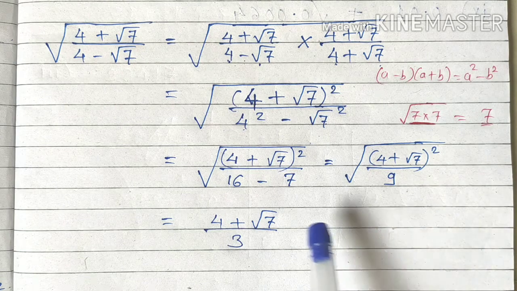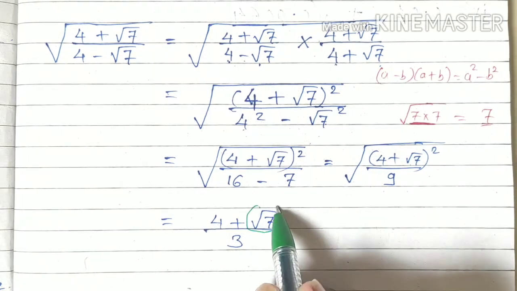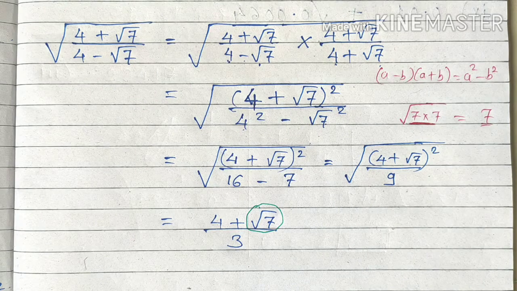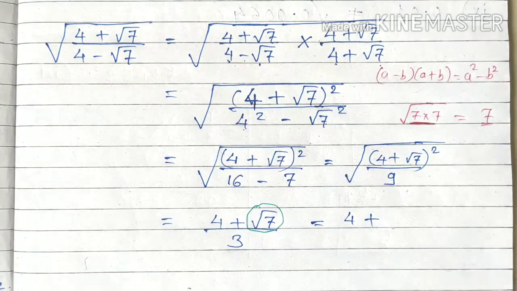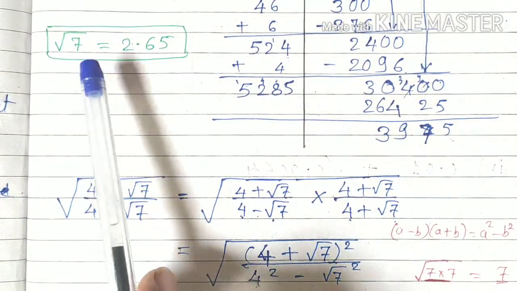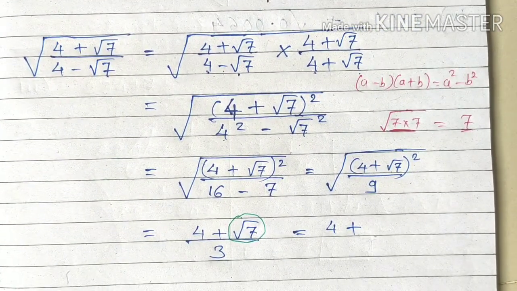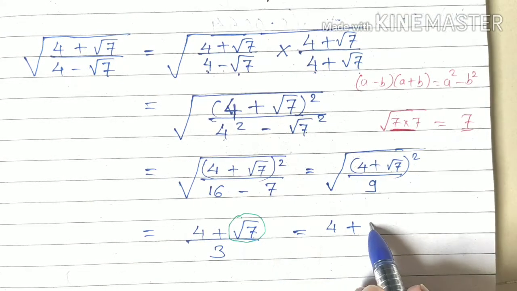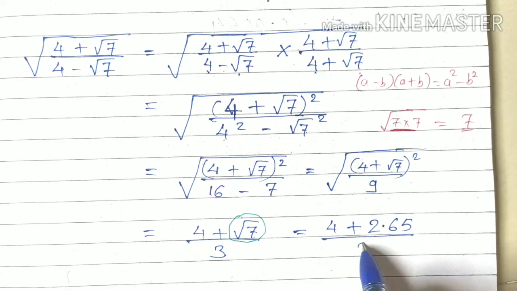Okay, so once we get this answer, what was our question? Use the value of root 7 to find out the final answer. We already calculated the value of root 7. So 4 plus, what is the value of root 7 that we calculated? Here it is: root 7 means 2.65. So let us put 2.65 here. Instead of root 7 we are substituting 2.65, and it is divided by 3.